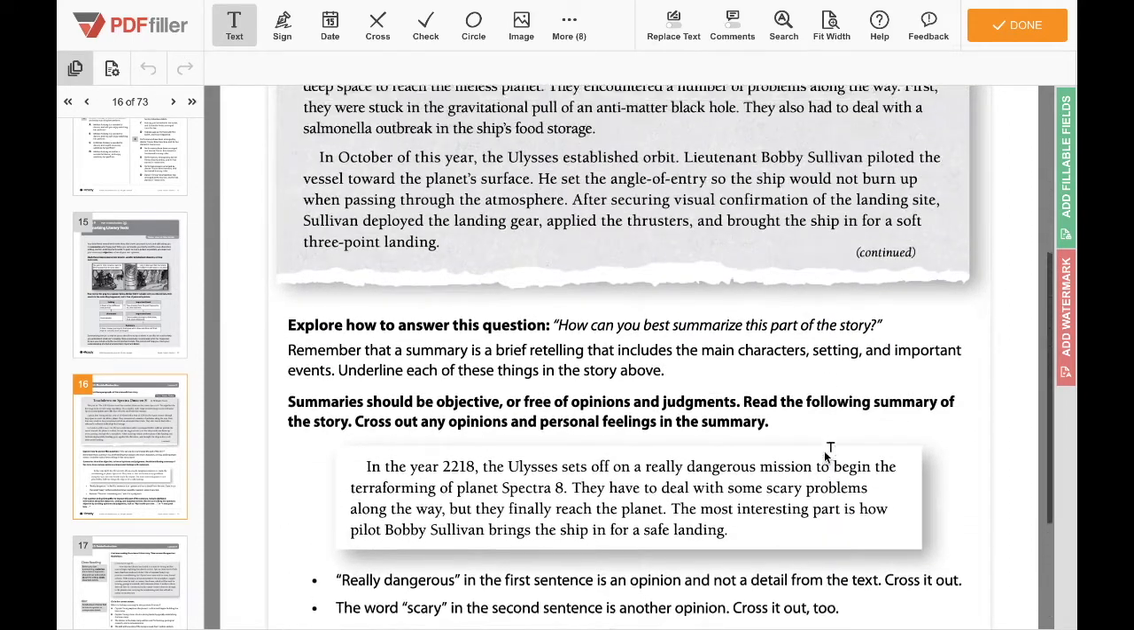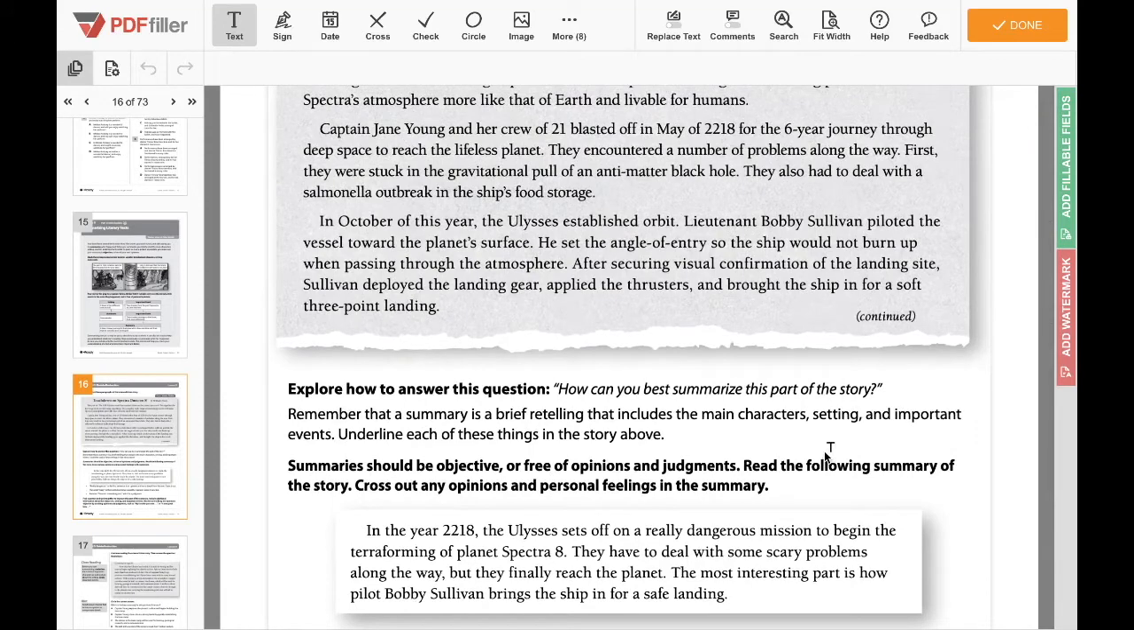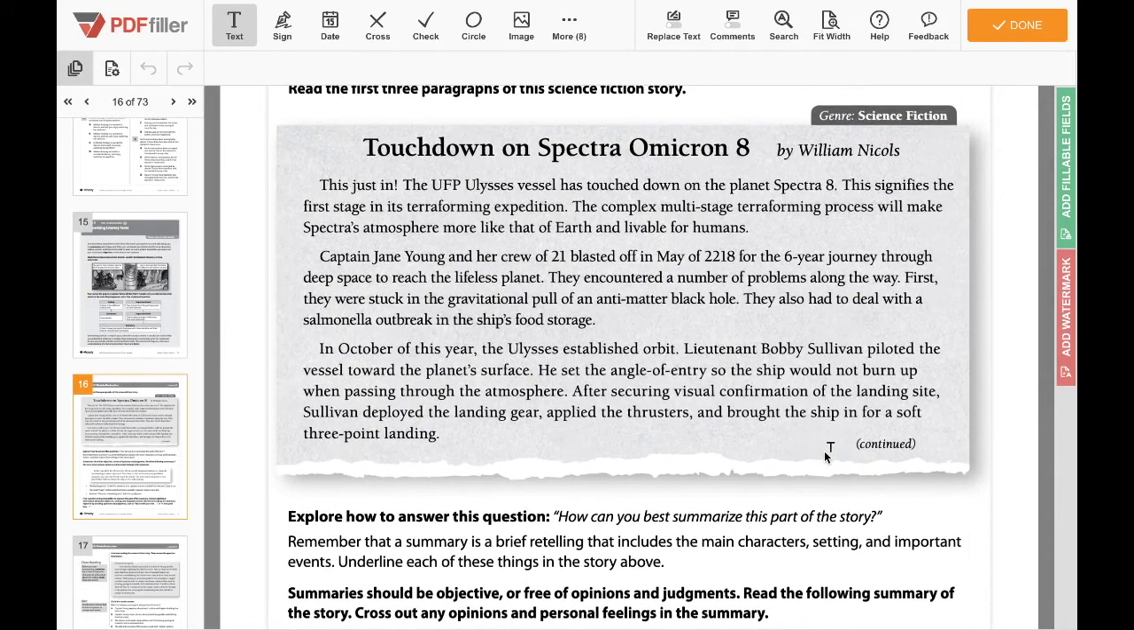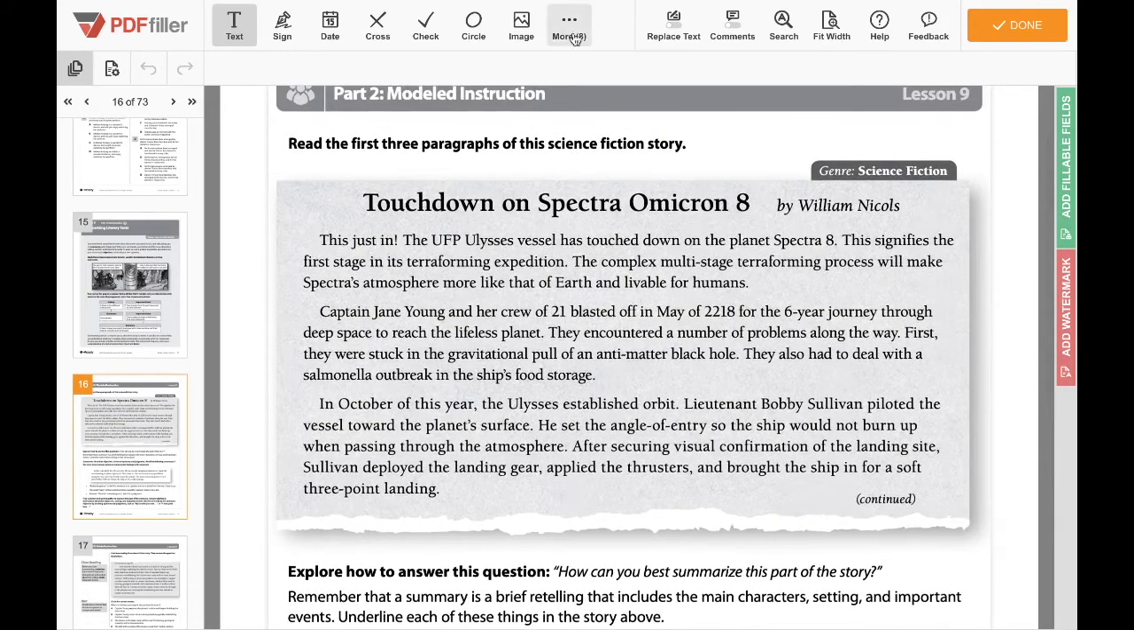So now we need to look at how we're going to answer this question. Let's look at just this first. How can you best summarize just this part of the story? We need to remember that a summary is a brief retelling that includes the main characters, setting, and important events, and we need to underline each of these in the story. I'm going to highlight it, but that's doing the same thing.